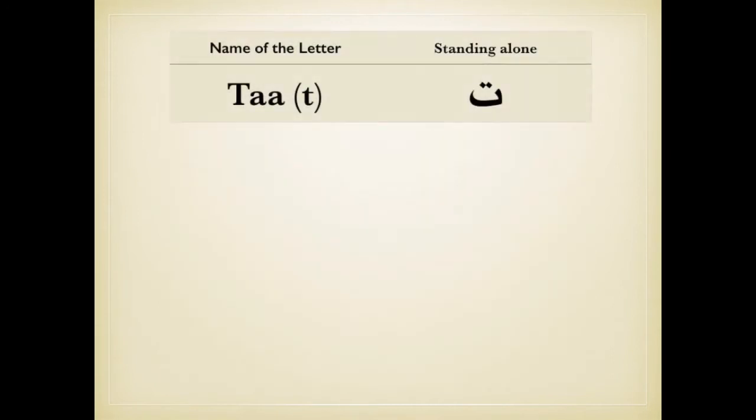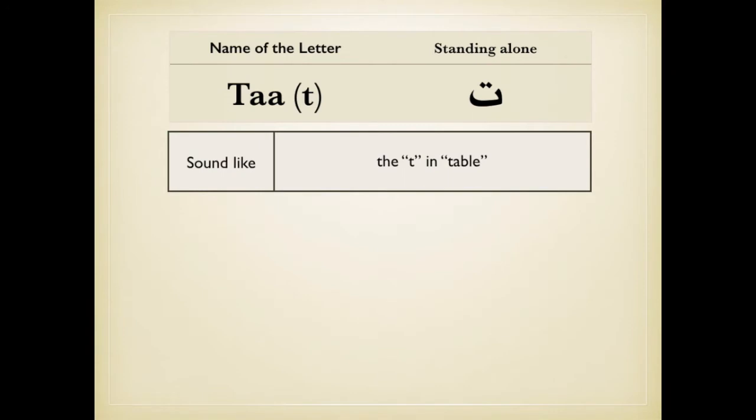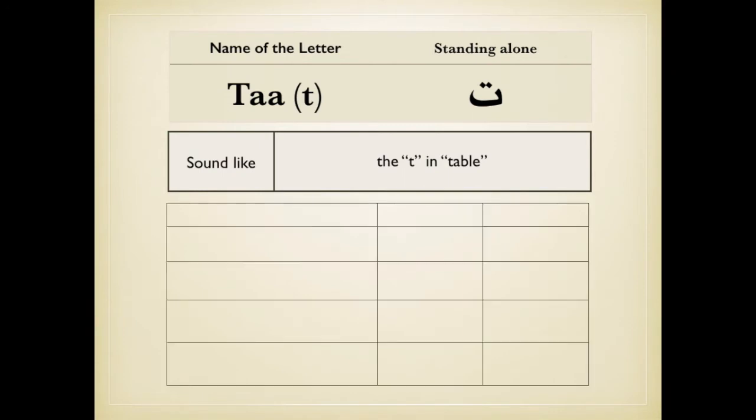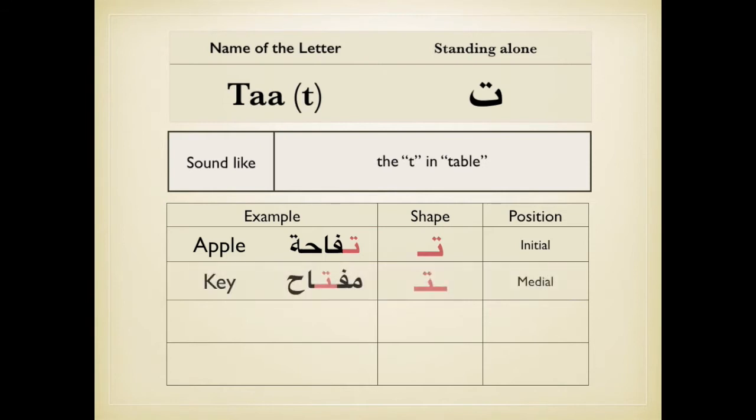Next letter is Ta. The sound here is like the T in table. Let's go through the examples. The initial position for Ta, the shape as you see. And the example here is Tuffaha, apple. The medial position, as you see the shape, and the example here is Muftah, key.